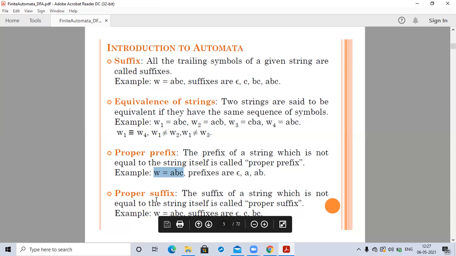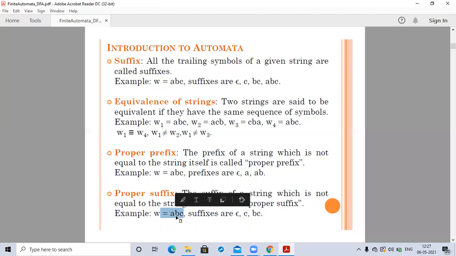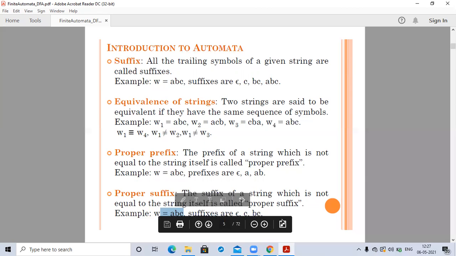In a similar manner, we have another term, the proper suffix. A suffix of a string which is not equal to the string itself is called a proper suffix. If we have the string ABC, then the general suffixes are epsilon, C, BC, ABC. But the proper suffixes are epsilon, C, BC only, because ABC is the string itself, so it is not a proper suffix. So these are the proper suffix and proper prefix.